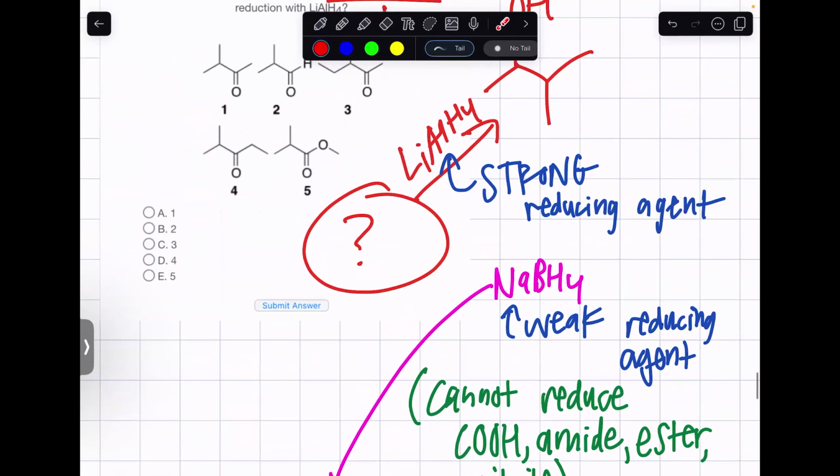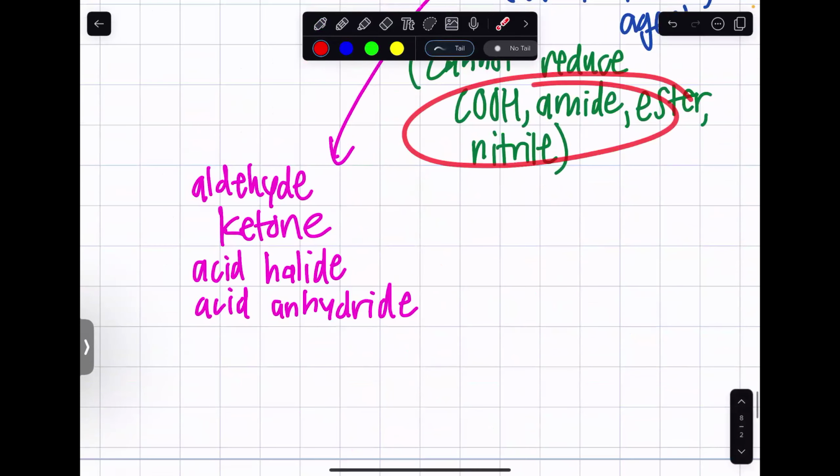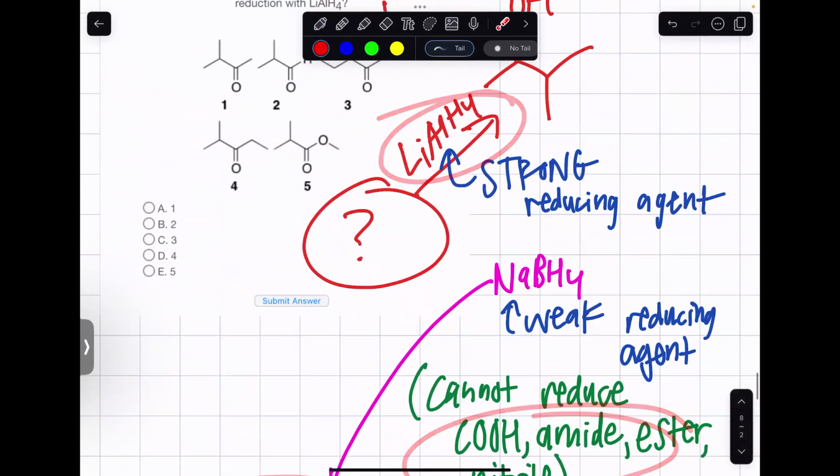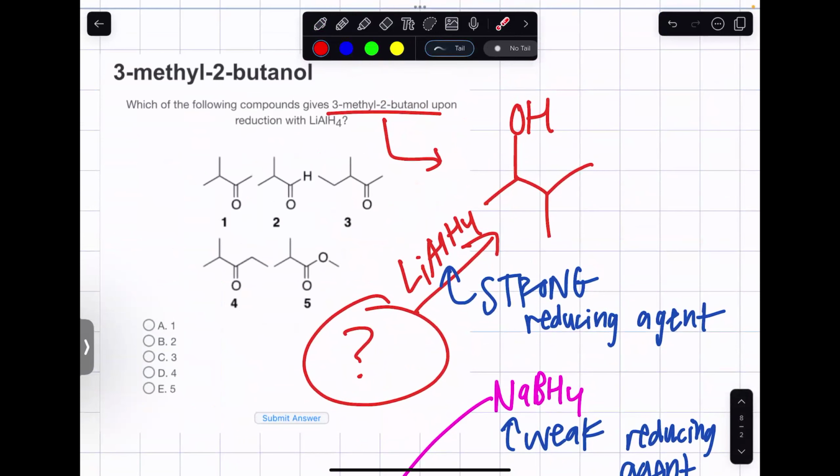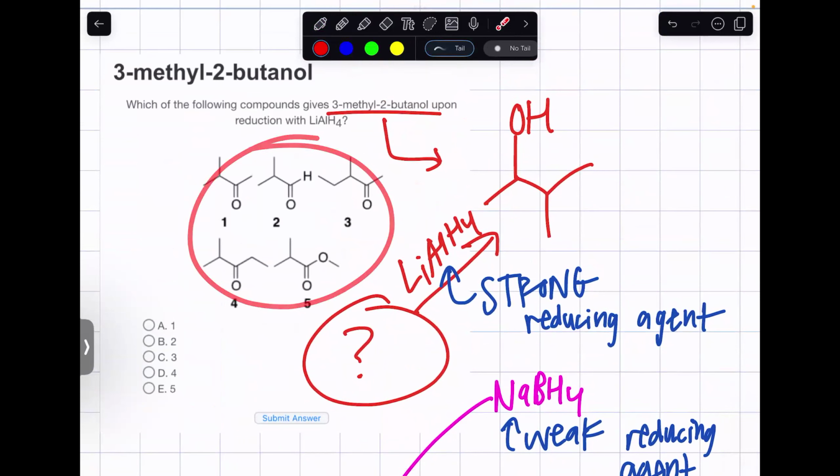LiAlH4 can reduce everything. It can reduce all of this and all of this. Okay, so moving back to this question, which one of these, when reacted with LiAlH4, would give this here? It's a ketone because it's secondary. Yes, ketone, and Tiffany's right.